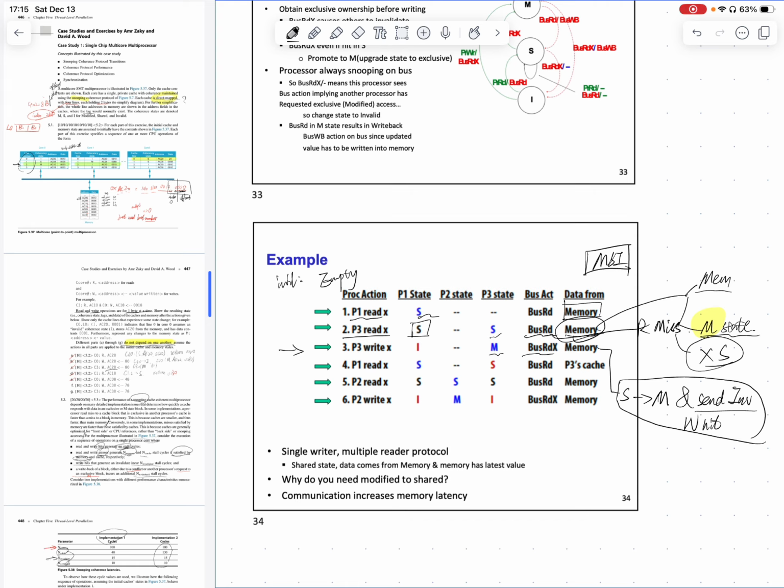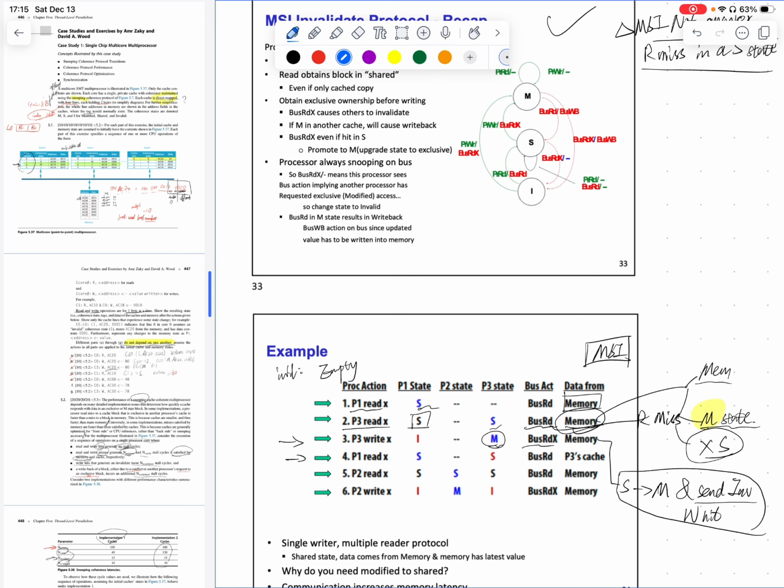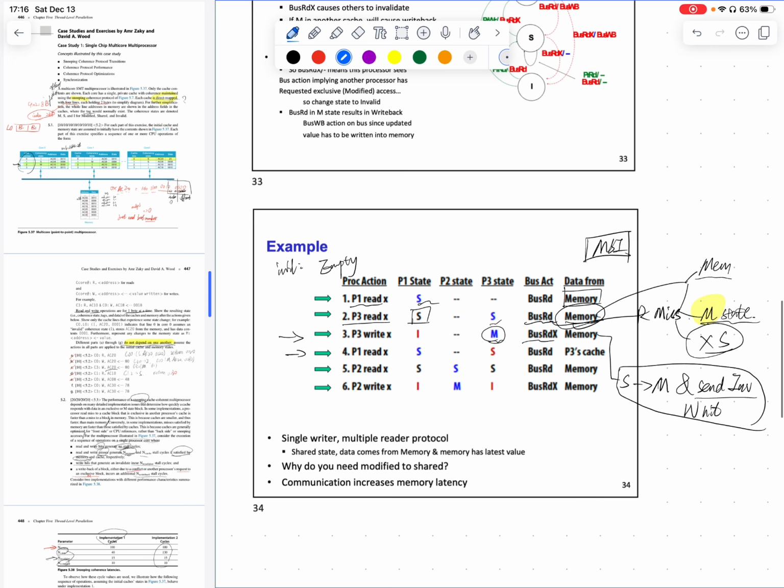Next, for the fourth, P1 wants to read it. But since it is a modified state, what we need to do, you see, we are inside a modified state, but someone wants to read, so we need to write back. We will write back and become a shared state. Follow this line. It changes from M into S. And also here you read something, you will be S.